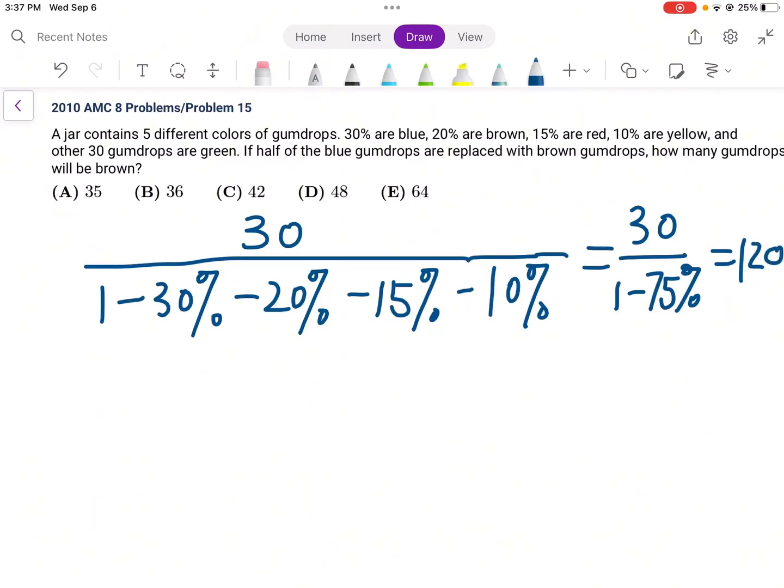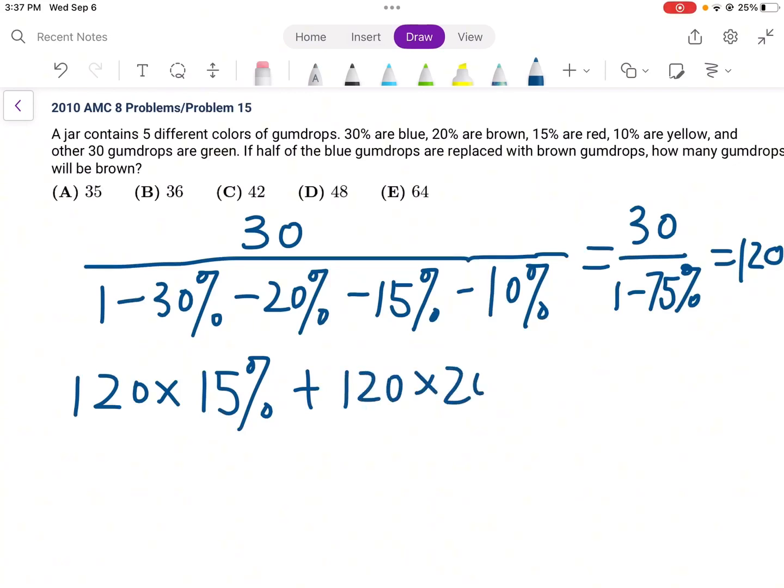So we have 120 gumdrops in total. Then because half of the blue gumdrops are replaced by brown ones, we use 120 multiplied by half of the percentage of the blue gumdrops, that's 15%. And we add the 20% initial brown gumdrops, and that equals 42. Therefore, there are 42 gumdrops that are brown now. The answer is C.